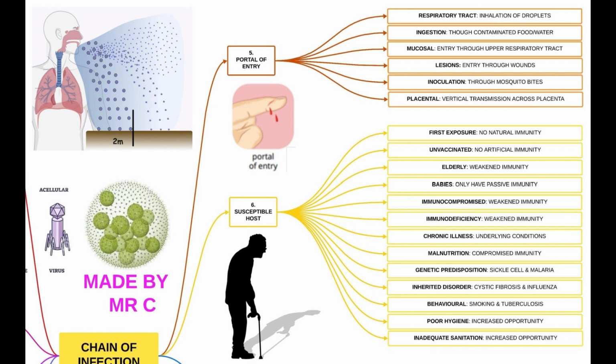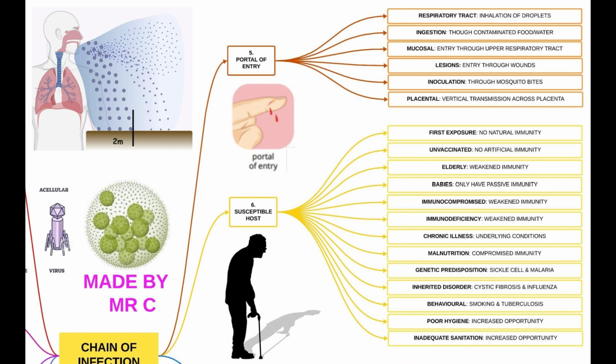If you're immunocompromised, you have a weakened immunity. If you're immunodeficient, you've also got a weakened immunity. If you've got some underlying chronic illnesses, that also weakens your immune system. Malnutrition, which means you don't get the right nutrition, and that leads to a poor immune system. Then you might have a genetic predisposition. For instance, the link between sickle cell anemia and malaria.